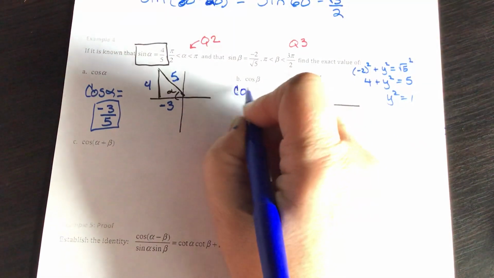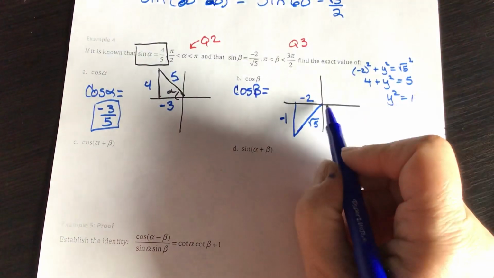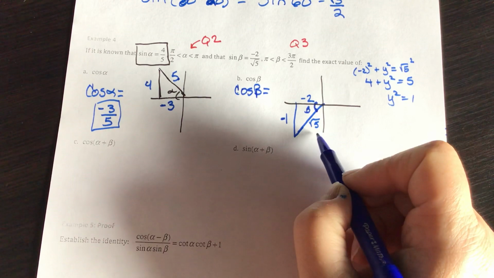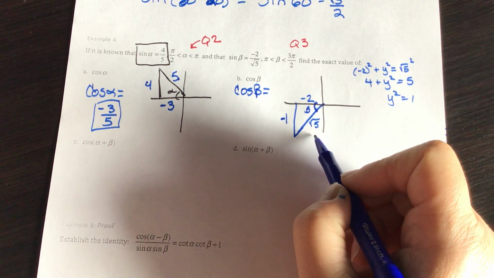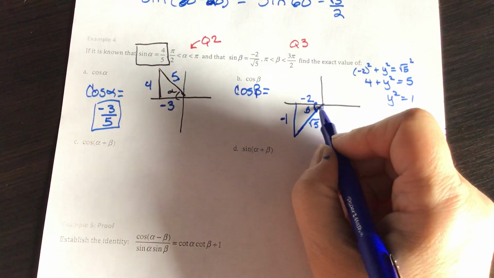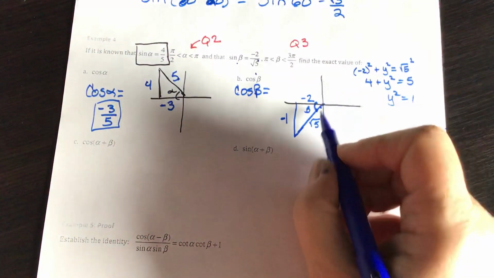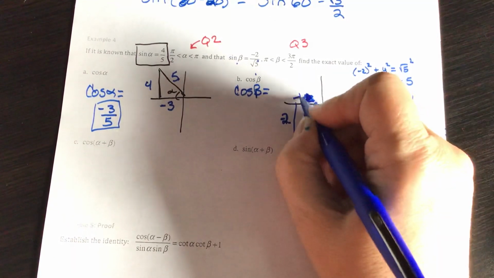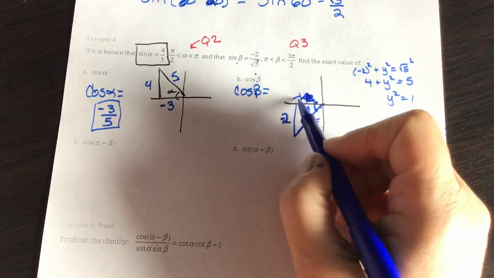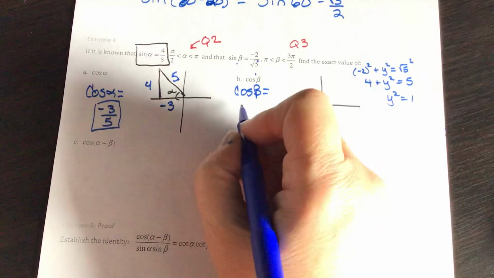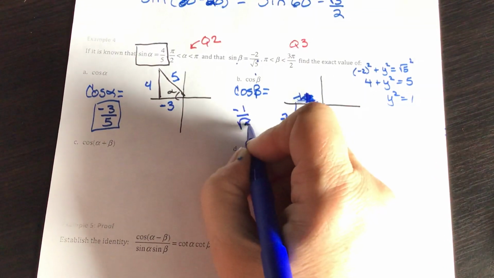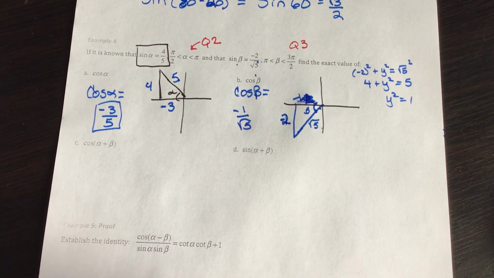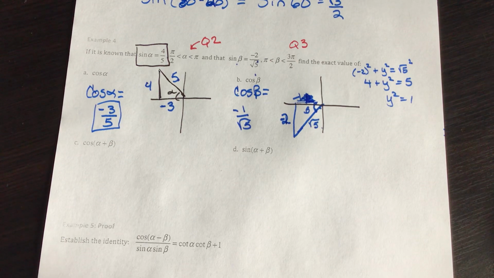So in this case, cosine of angle B, here's my angle. Cosine is adjacent over hypotenuse. And I actually labeled this wrong. Sine is opposite over hypotenuse, so this should be -2, and this one should be -1. Okay, opposite over hypotenuse, here's adjacent and hypotenuse, so this is -1 over square root of 5. And we will rationalize the denominator later on. It might be easier to just leave it this way.